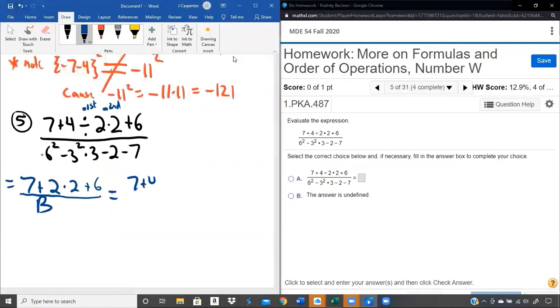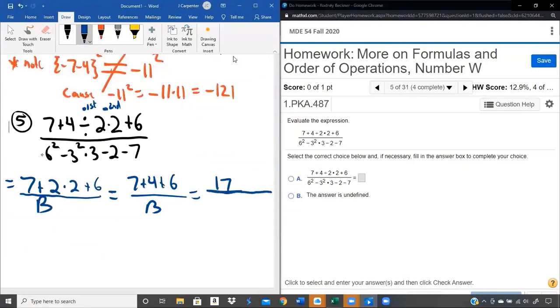2 × 2 = 4. So 7 + 4 + 6 all over bottom. That's two additions. Do them from left to right. Technically, addition order doesn't matter as long as they're all additions. 7 + 4 = 11. 11 + 6 = 17. Same thing if you did 4 + 6 = 10, + 7 = 17. When it's all additions, order doesn't matter. When it's all multiplications, order doesn't matter. But when you mix things like subtractions or divisions or all sorts of other craziness, order absolutely matters. So 17 over the bottom.